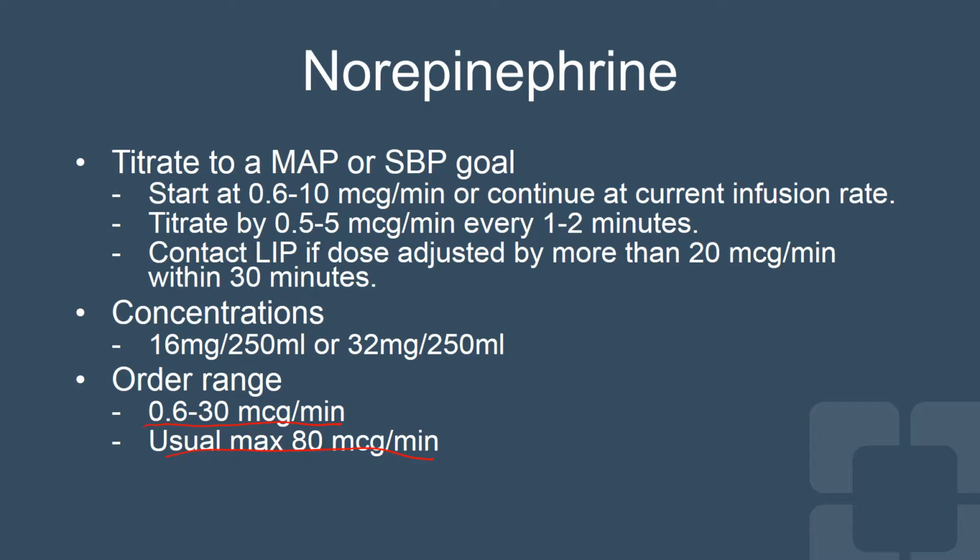Now, the order range as it comes through, the default is this 0.6 to 30 mics per minute. But again, the usual max is 80. So if you do have a patient that's going to require more than 30 mics per minute, you will have to contact the provider to place a new order to extend that range to the higher range of 0.6 to 80 potentially. So keep that in mind and have those discussions with the providers.